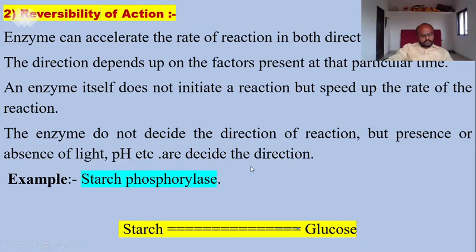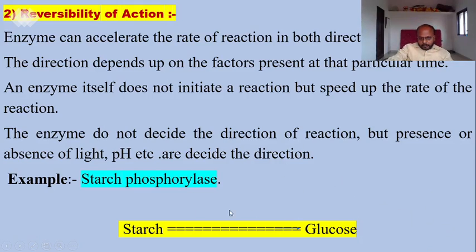Second one, the reversibility of action. The enzyme can accelerate the rate of reaction in both directions. So the direction depends upon the factors present at that particular time. That means the enzyme itself does not decide the direction of the activity. The enzyme itself does not initiate the reaction, but only speeds up the reaction. Thus an enzyme cannot change the direction of the reaction.